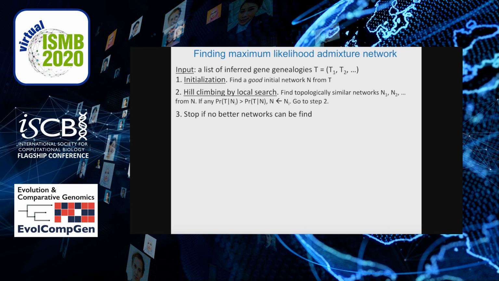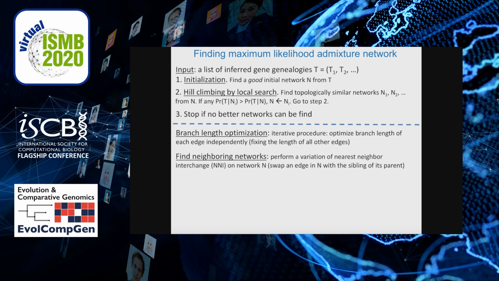With likelihood computed, now the remaining task is to find the maximum likelihood admixture network. The first step is initialization. We need to find a good initial network from the gene genealogy. And then GTMX performs hill climbing by a local search. That is, move on to the next network nearby if the network has a better likelihood than the current one.